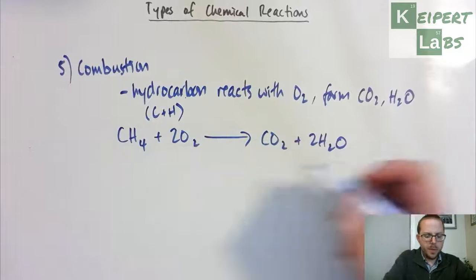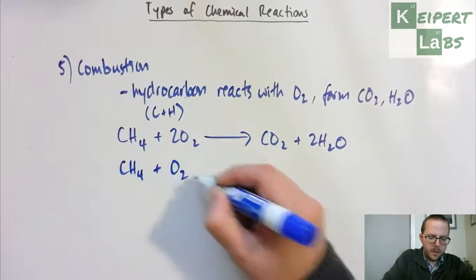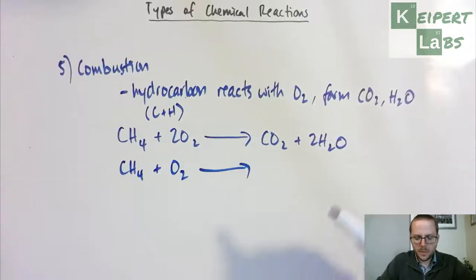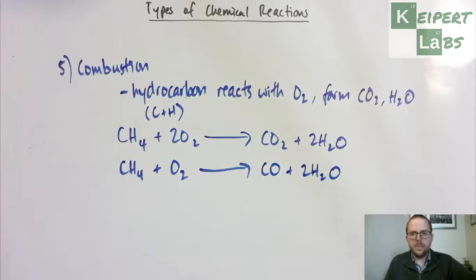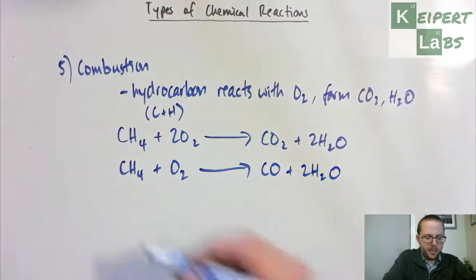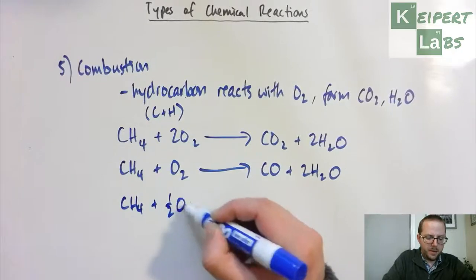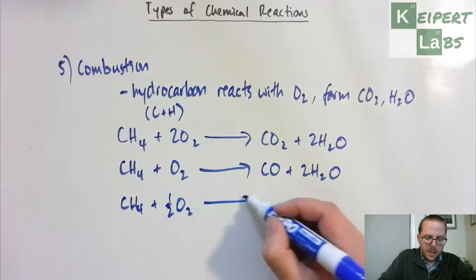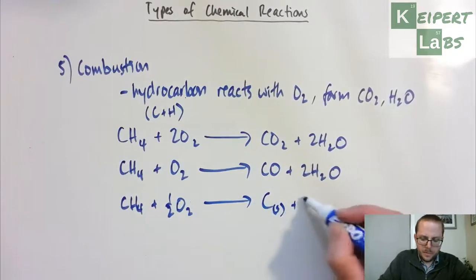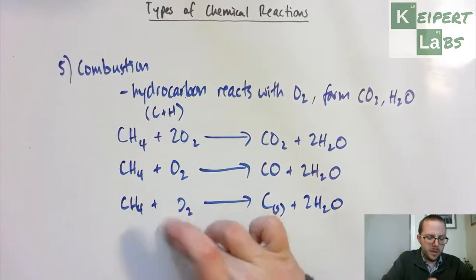If we take methane and we don't have a sufficient supply of oxygen gas, then we end up forming carbon monoxide and water. And if we have even less, if we stretch your understanding just that little bit further and say I've only got half of the right amount of oxygen gas, then I end up forming soot and water.